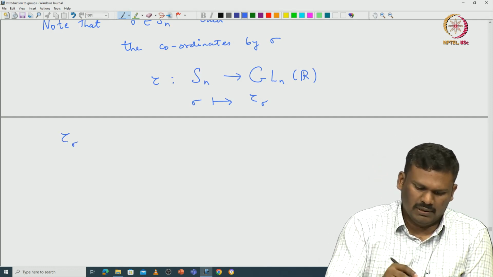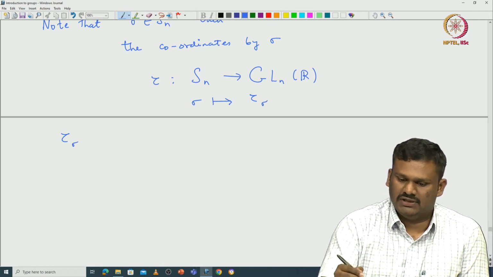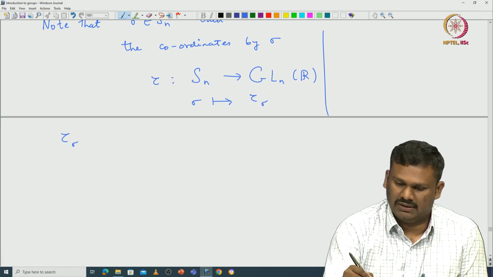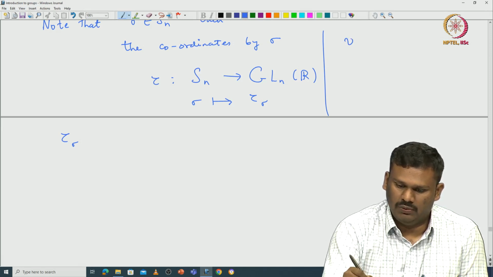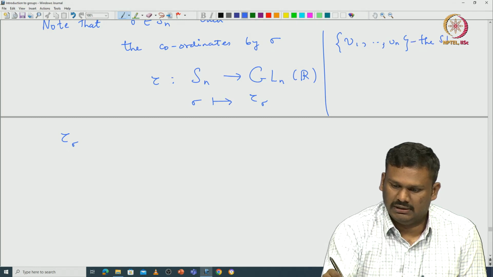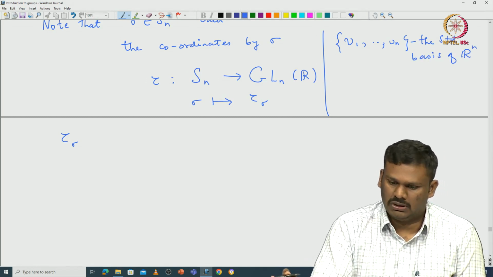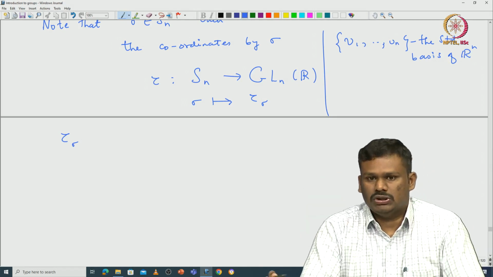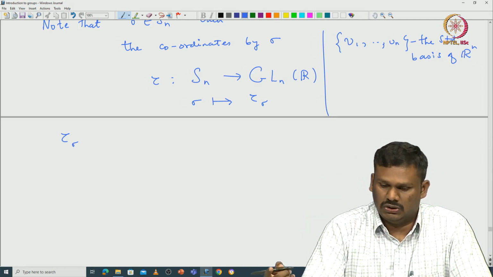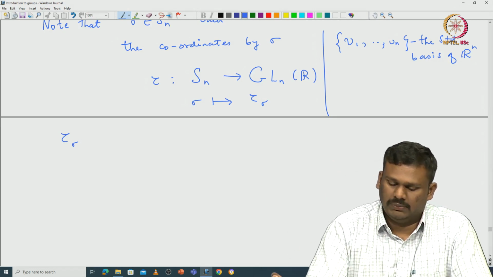So, what is this tau sigma? You fix the standard basis of Rn. Let us call it V1 etc. Vn. So, this is the standard basis of Rn. That means Vi is just (1, 0, 0, and so on), and Vi is (0, 0, etc., 1, 0, 0, etc.) with the 1 at the ith place. Then each element of Rn can be written as a linear combination of these Vi's.